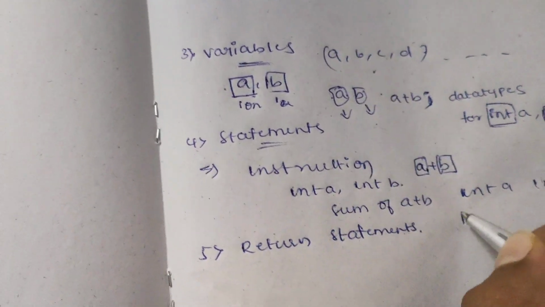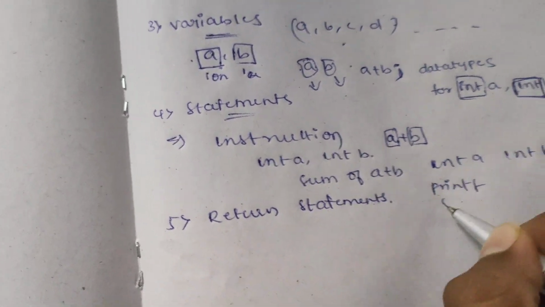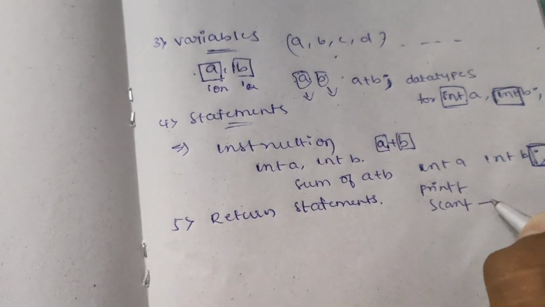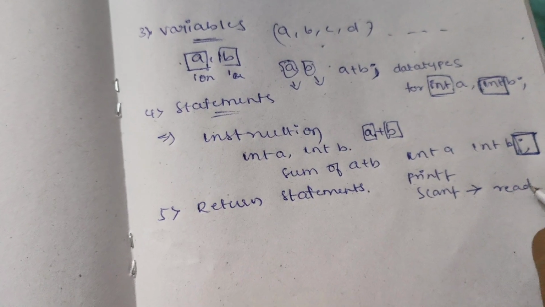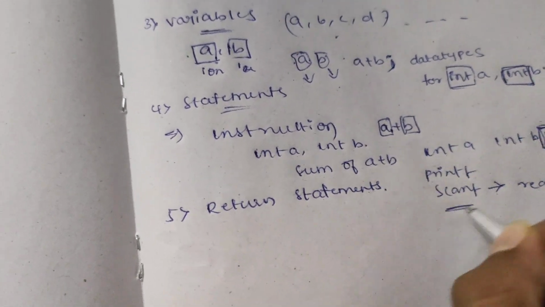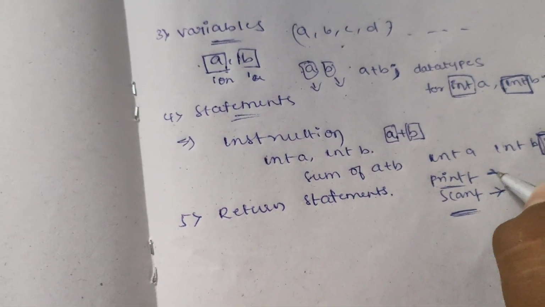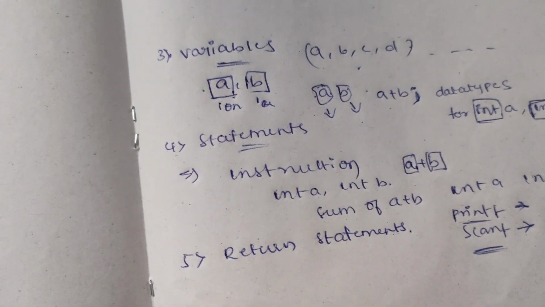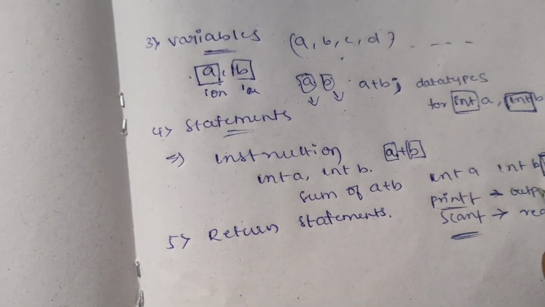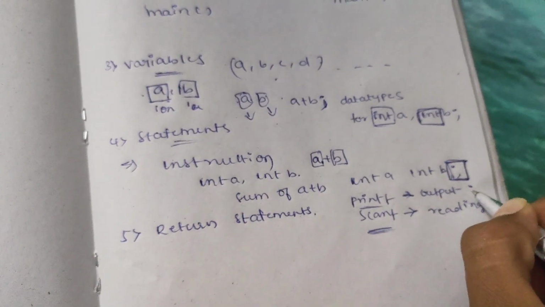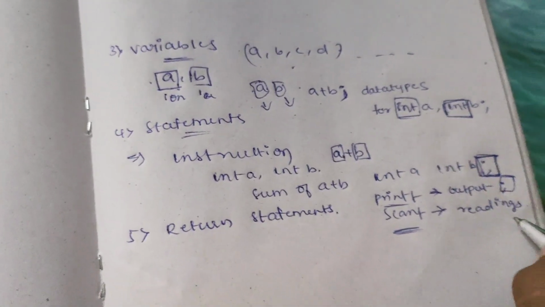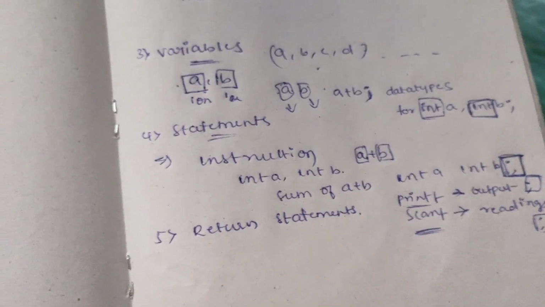And printf is a statement. Scanf is mainly used for reading values. We will discuss printf and scanf in another video, for a bit of basics. printf is used for output. For the end of every statement, we use a semicolon. It is a must. Without a semicolon, we are not going to get any output.